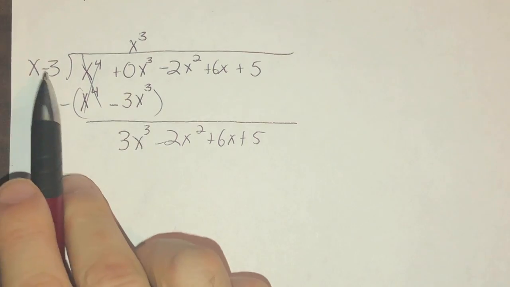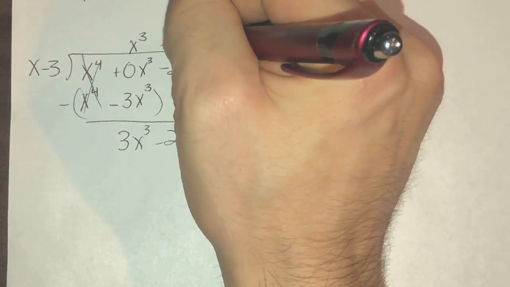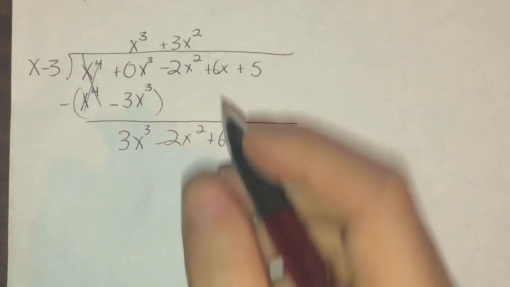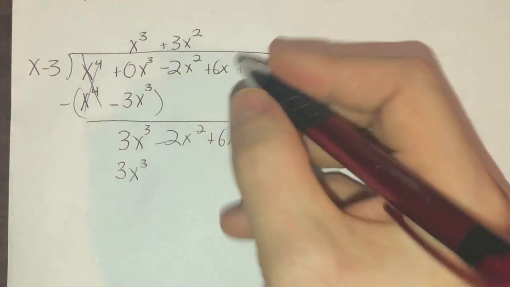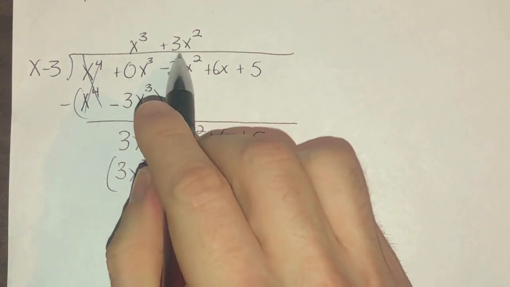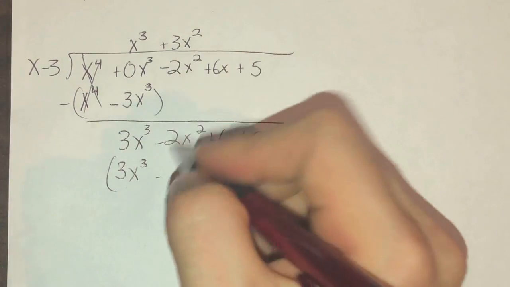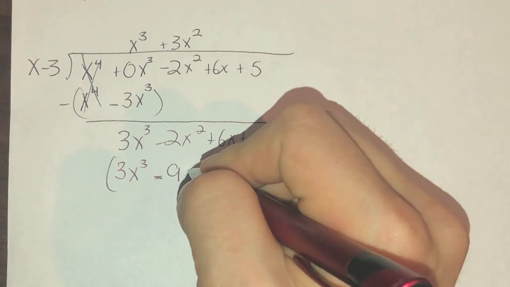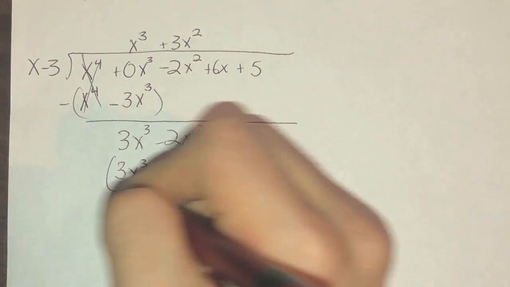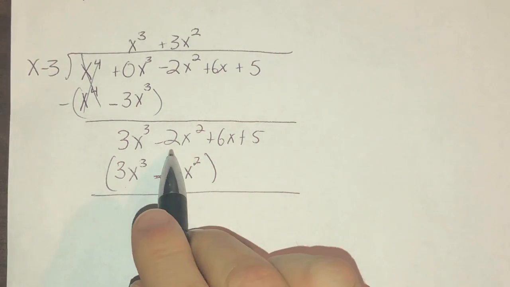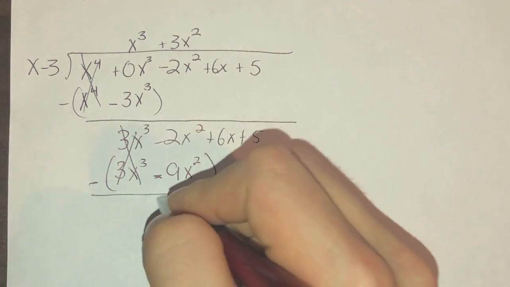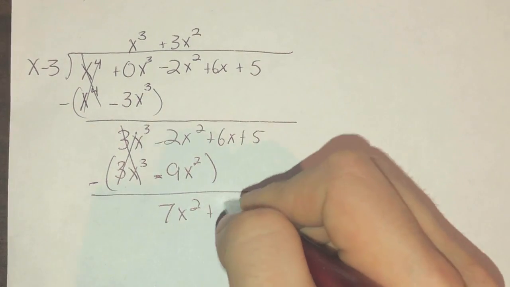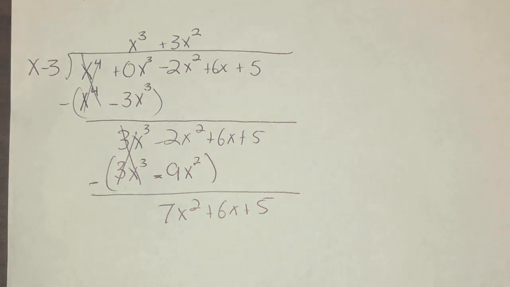Now again, what times x is 3x cubed? That's going to be 3x squared. And again, noticing how when I multiply by this, I get what needs to cancel. 3x squared times negative 3, that's negative 9x squared. Negative 2 minus negative 9 becomes 7x squared. Again, bring down the rest.